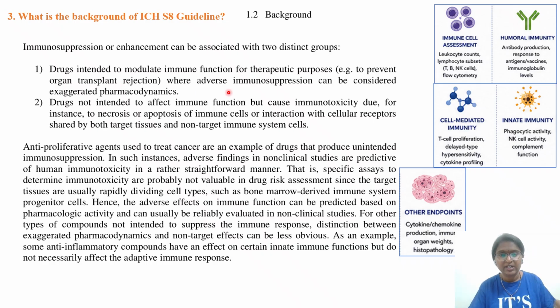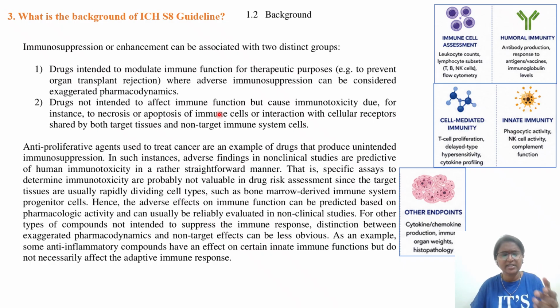Where adverse immunosuppression can be considered exaggerated pharmacodynamics. Whatever the drug you are giving in such cases, in the organ transplant patient, it has to suppress the immune system, but it should not show exaggerated pharmacodynamics. Excessive immunosuppression will also cause adverse effects to the patient. That you have to keep in mind. A little bit confusing, this statement, but try to understand. Second one is drugs not intended to affect the immune function. You are developing a certain drug.